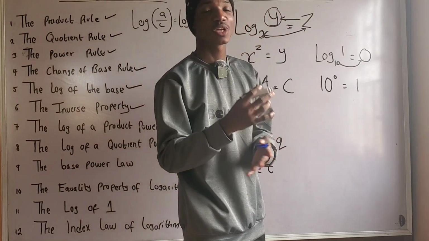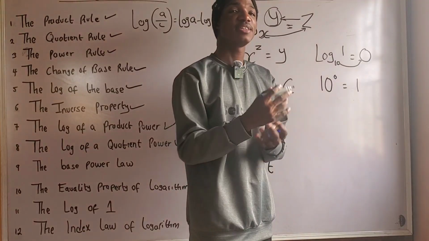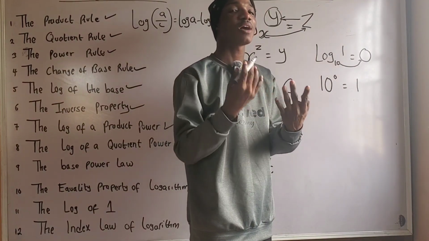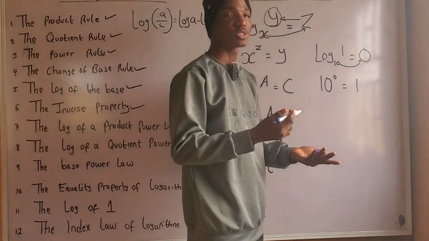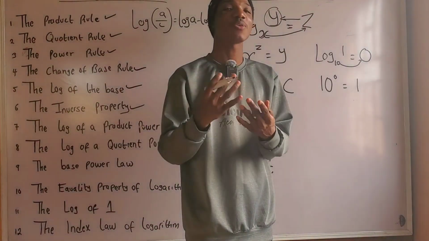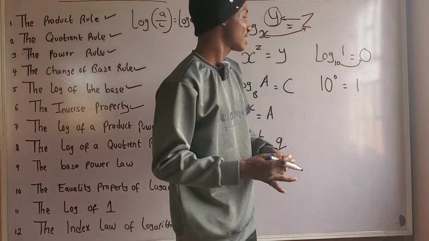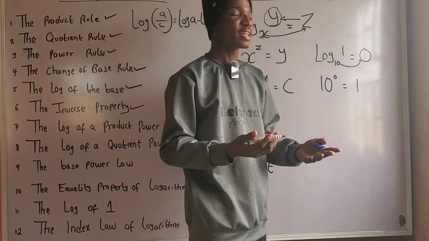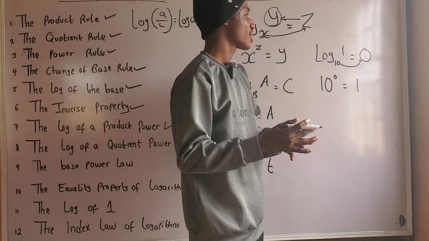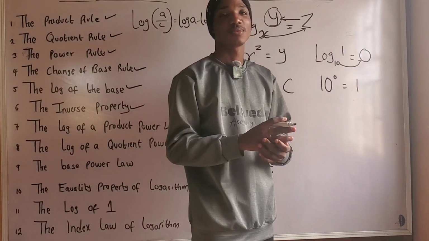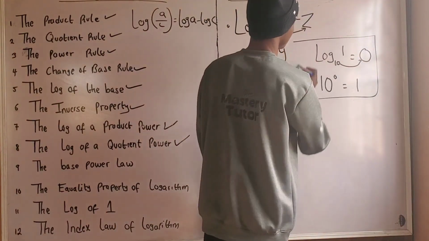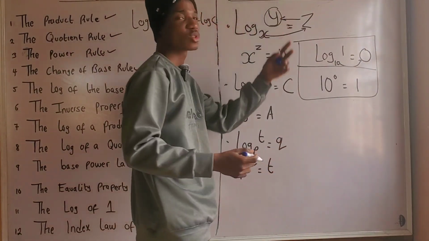Now, according to the law of indices, if you raise a number, no matter how large or small the number is, to the power of 0, you're going to have 1. That means 10 raised to the power of 0 will give me 1. That is why anytime you punch log 1 in your calculator, you're going to have 0. Okay? So, these properties that you see here are called the index law of logarithm.